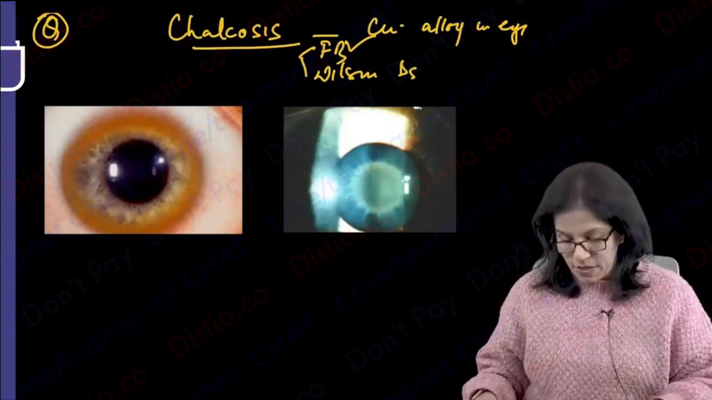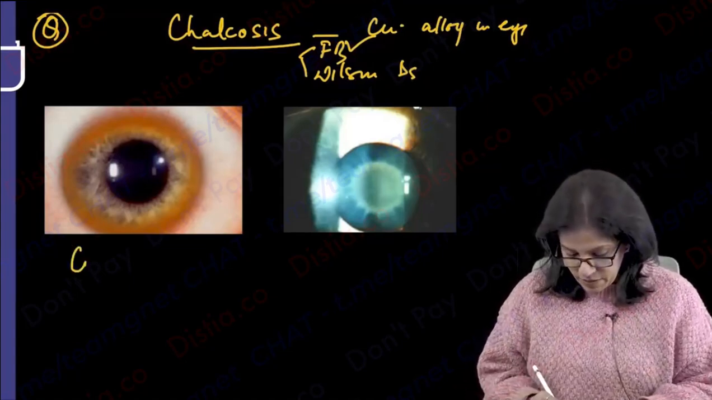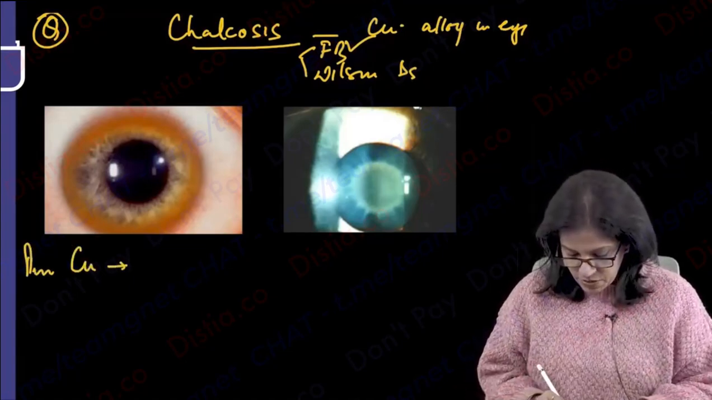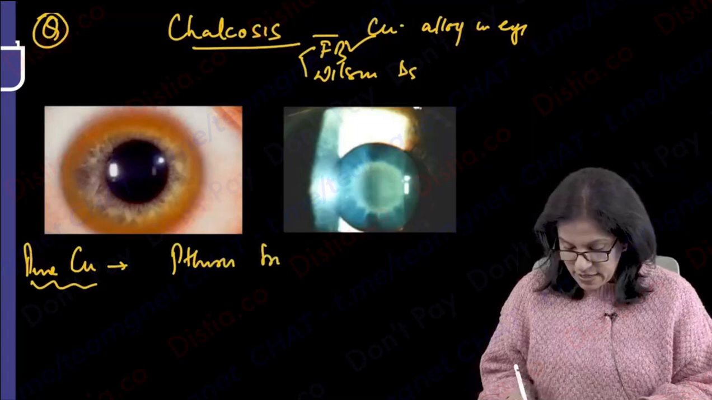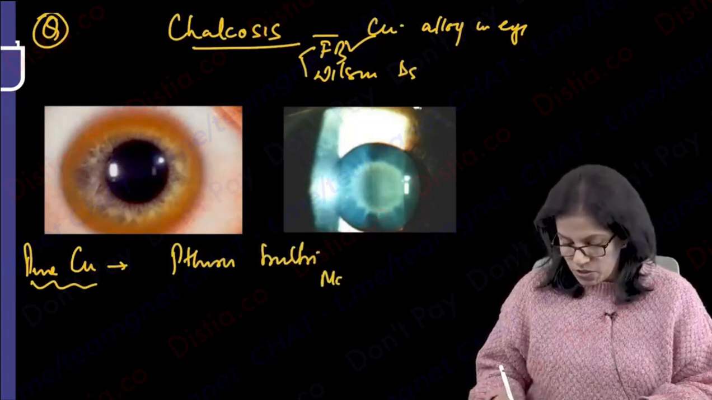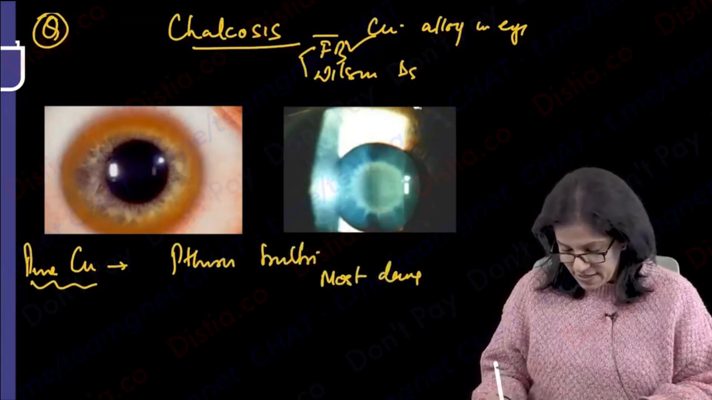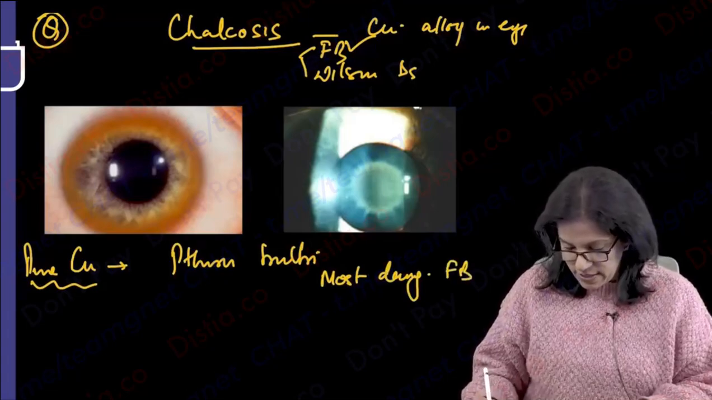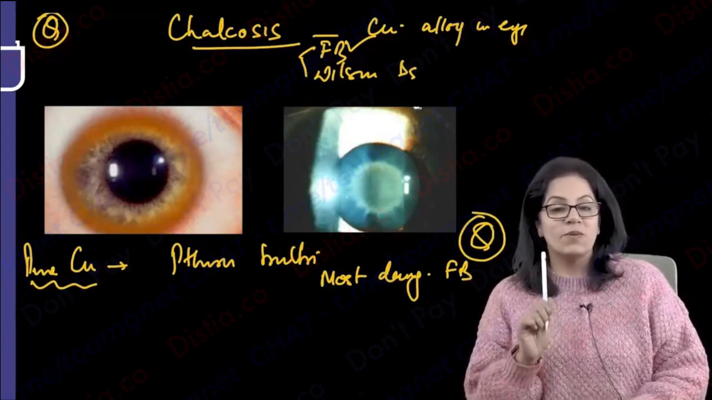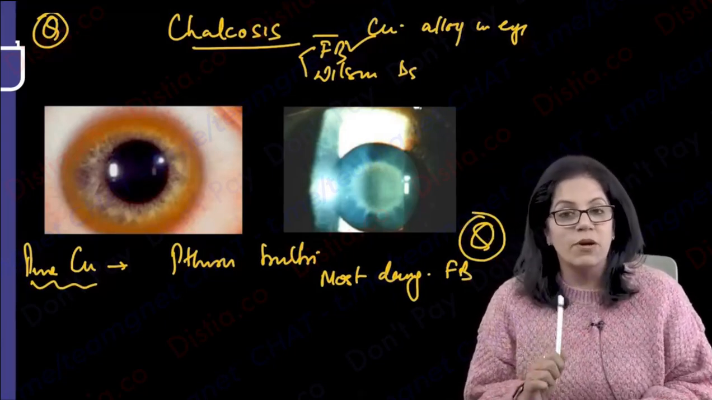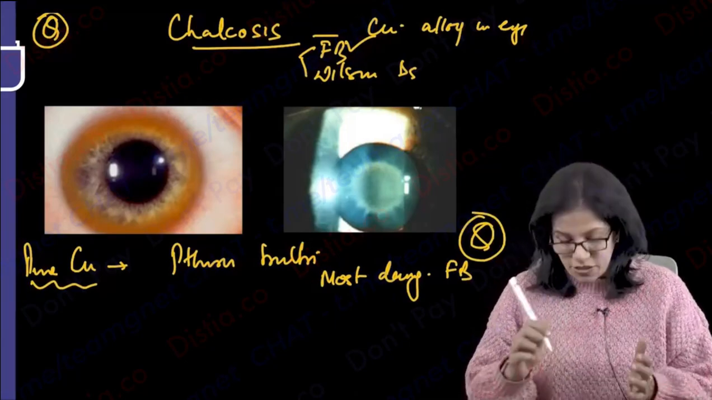If it is pure copper, please keep noting down, pure copper leads to phthisis bulbi. That is why this is considered the most dangerous foreign body. So if they ask you this exam question, most dangerous, we will not answer iron. Iron can be most common, but it is not most dangerous. Most dangerous will be copper.